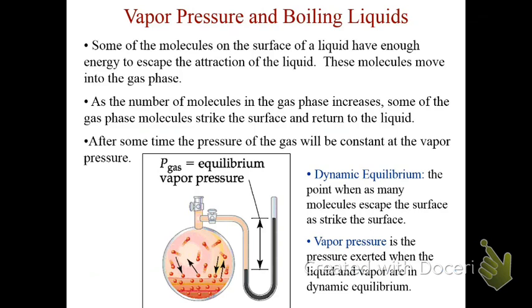Now, as it increases, we increase the amount of gas particles, or the particles in the gas phase. We're going to also increase the pressure. And this is going to give us, one, a dynamic equilibrium, as what's given to you here on the screen. The point is when as many molecules escape as strike the surface, as well as it's going to increase what's called the vapor pressure, or the pressure that's exerted on the liquid and vapor when they are in dynamic equilibrium.